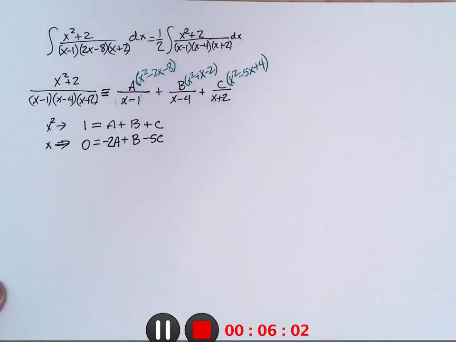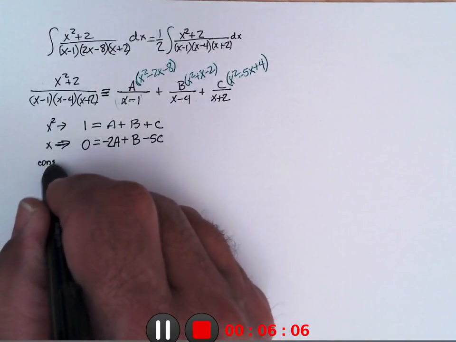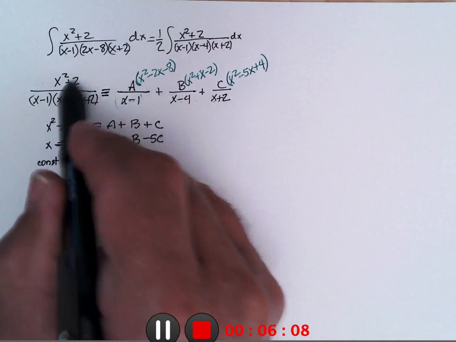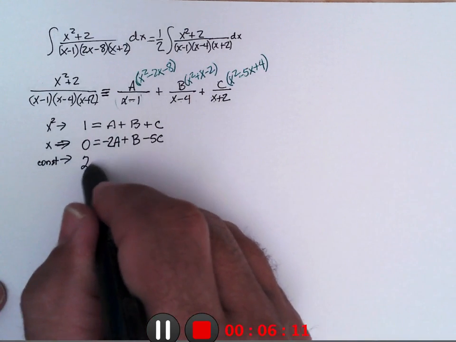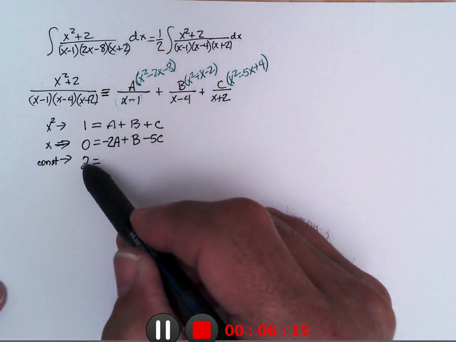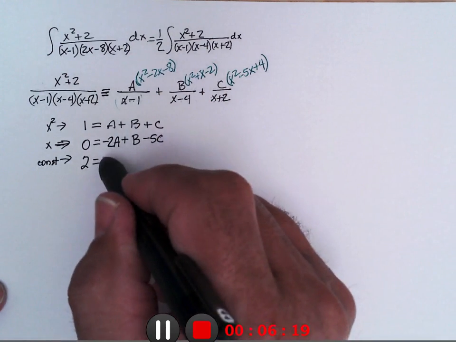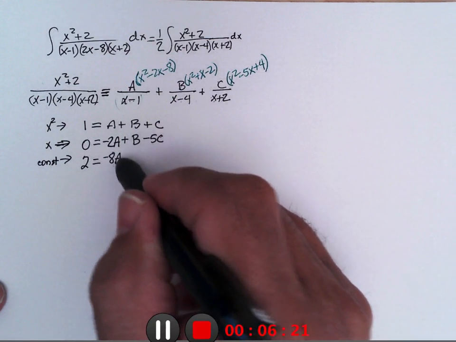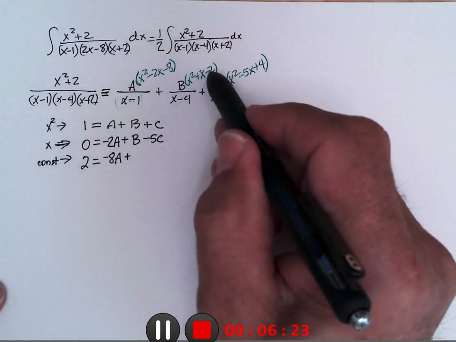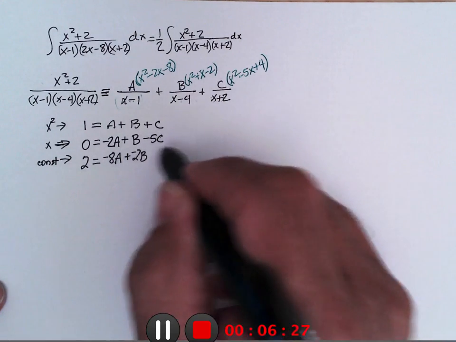And then the constant has to also work. And the constant here is 2. So from here, all the constants have to come out to be 2. Well, I got negative 8 times a, and I have negative 2 times b, and I have 4 times c.